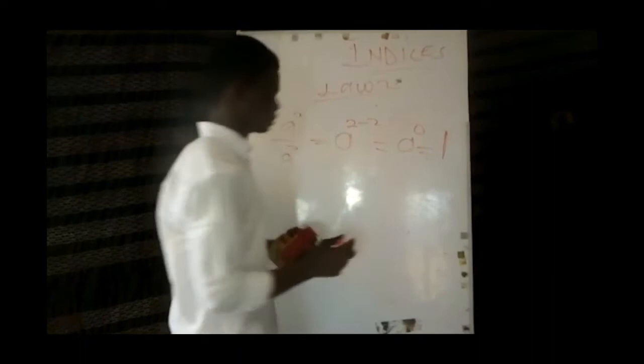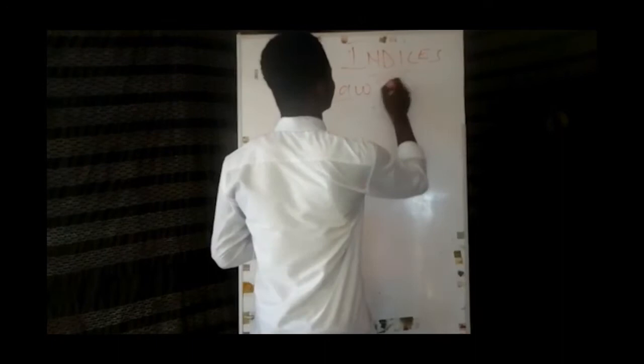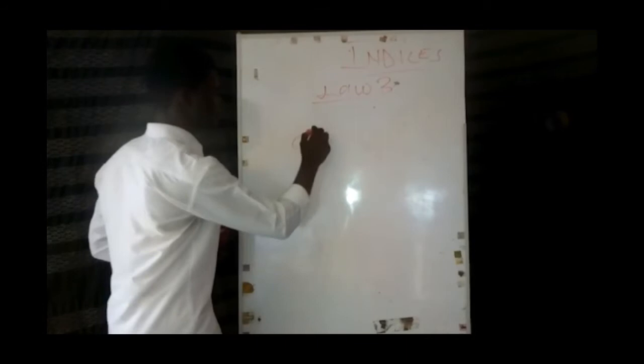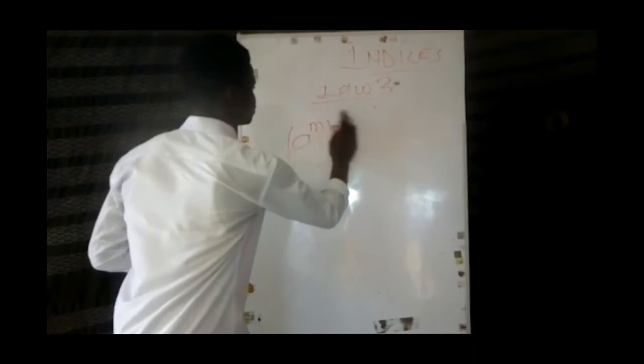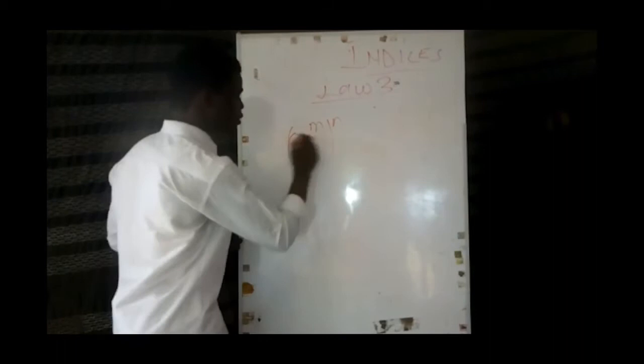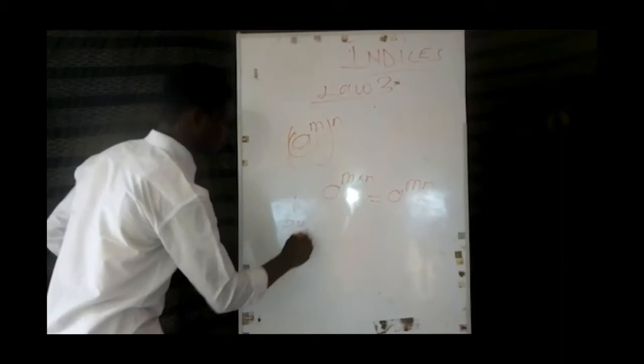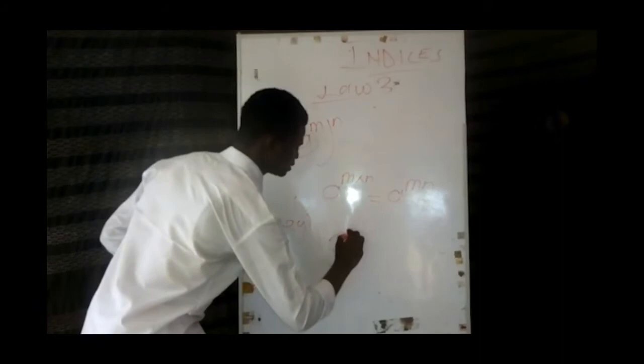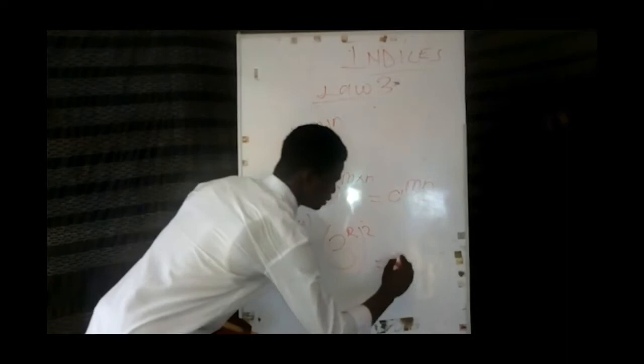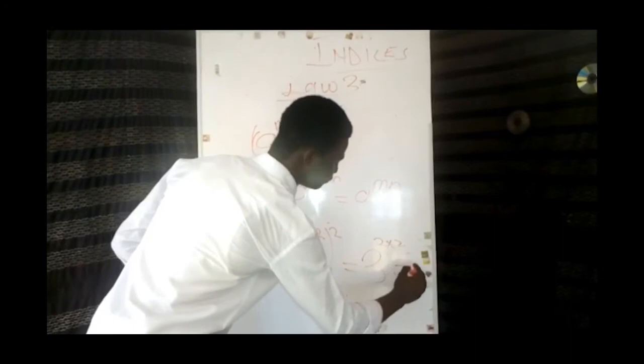Okay, so let's move on to law 3. So in law 3, let's make it N. In this case, you just choose a base, and you multiply the exponents. So M times N gives you A exponent MN. So let's take an example: 3 exponent 2, all exponent 2. You just choose the base as a 3 and multiply the exponents. 2 times 2 gives you 3 exponent 4, that gives you 81.